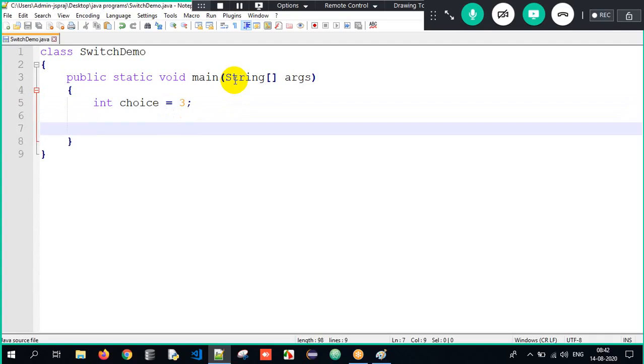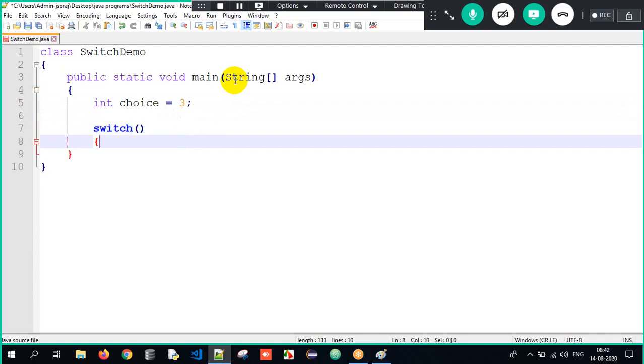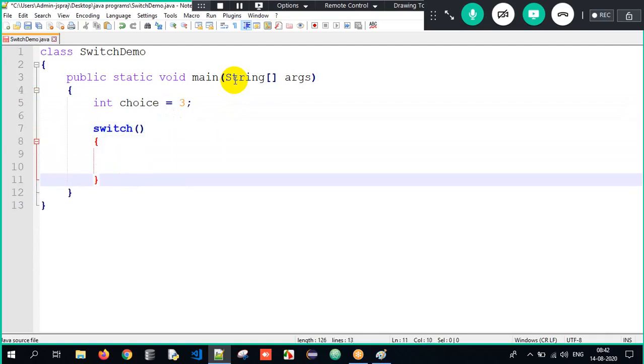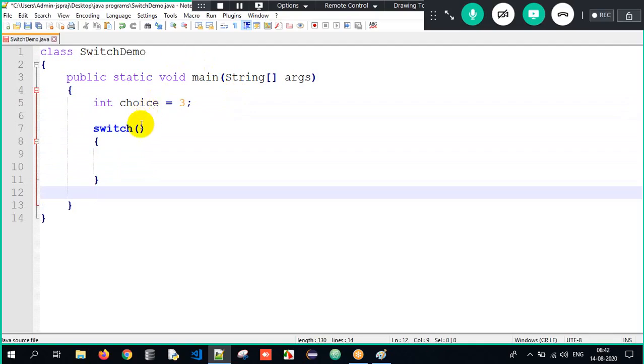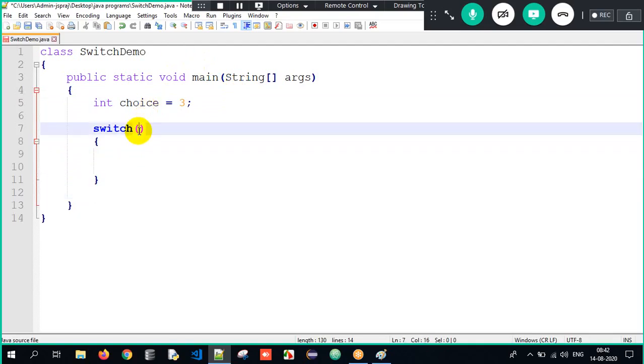Now I should have my switch statement. How will I have my switch statement? switch, open parenthesis and close, and open curly braces and close. This is my switch statement. To the switch statement, I have to pass the choice over here.